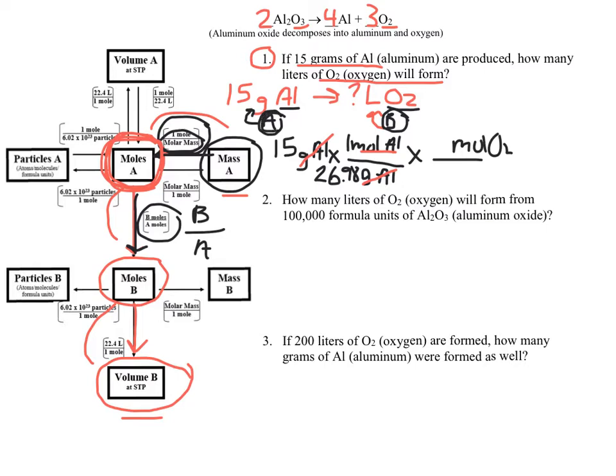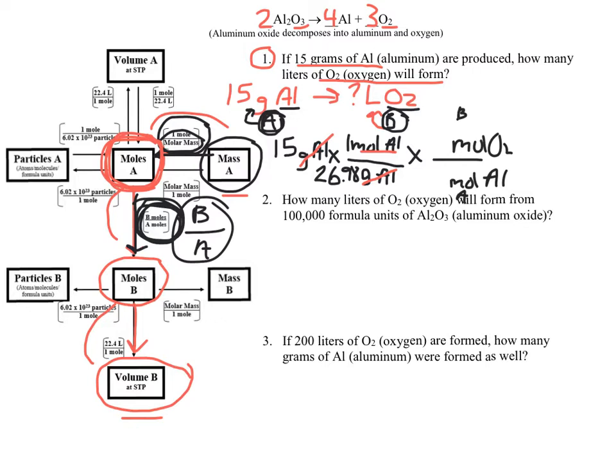And since A was aluminum, I'm going to put moles of aluminum on the bottom. Again, why? Because my mole map says to do B moles over A moles. Okay, now I don't have any numbers there, but that's okay. I'm just going to use those numbers from the balanced equation.